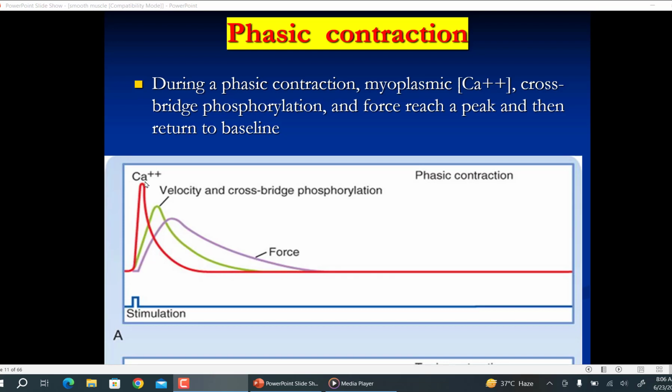This type of contraction in which all these three events, the calcium attachment, the phosphorylation and force of contraction, reach the peak and then come to the baseline, is called phasic contraction.